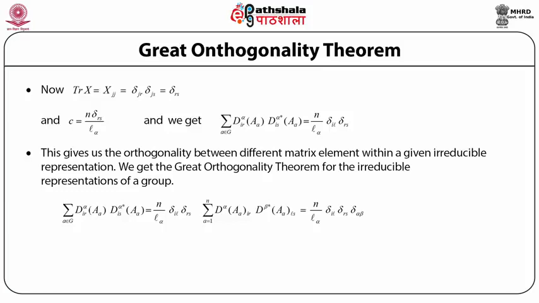Delta_il says that the rth element of the representation D^alpha is to be multiplied by the ith element of the representation D^beta star, which is what is meant by the expression delta_il, and similarly delta_rs. So the final expression for the great orthogonality theorem is that the sum over all group elements D^alpha_ir(A) and D^beta*_ls(A) is equal to n by l_alpha delta_il delta_rs delta_alpha beta.